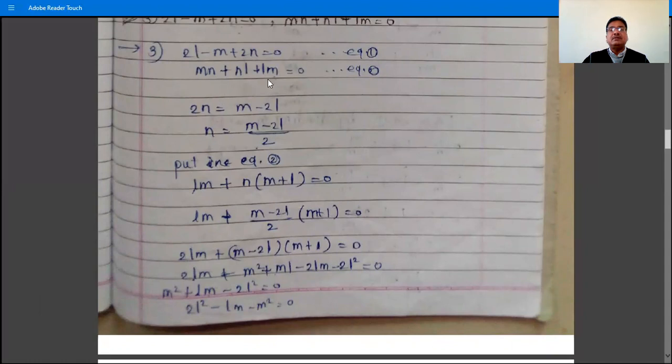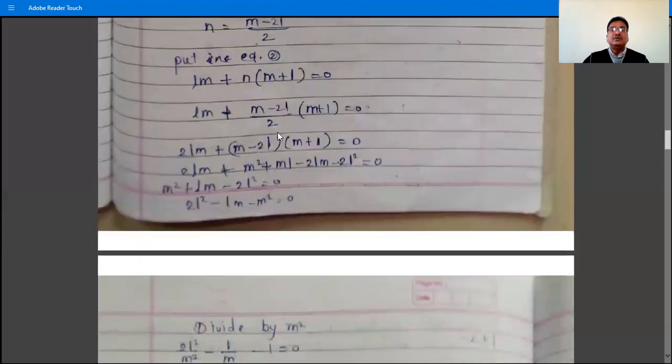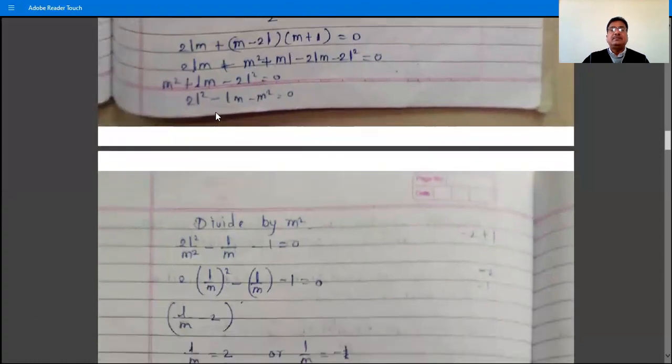So what is equation number 2? This is equation number 2. Take n as common from these two terms and then substitute n as m minus 2l by 2. After simplification, that is multiplying by 2 and multiplying these two brackets, we get these four terms. After simplification we have the equation 2l square minus lm minus m square is equal to 0.